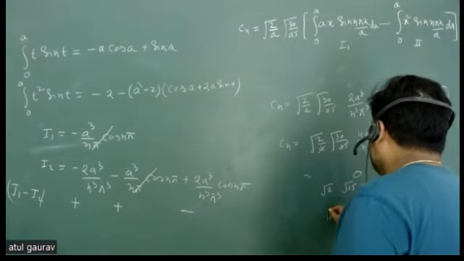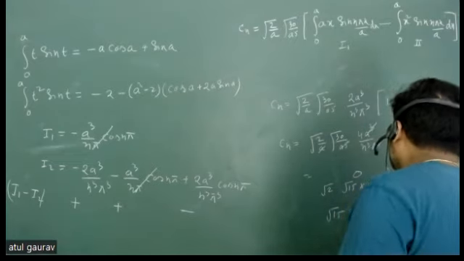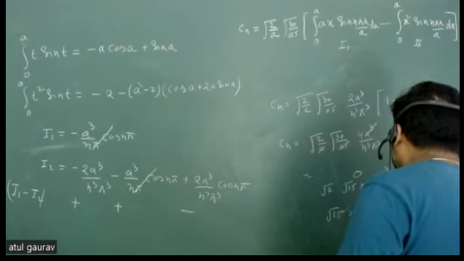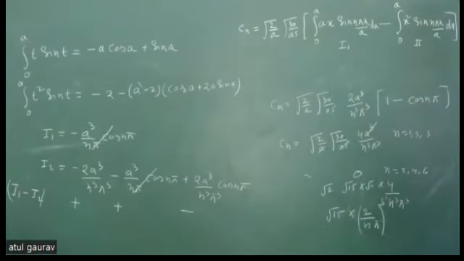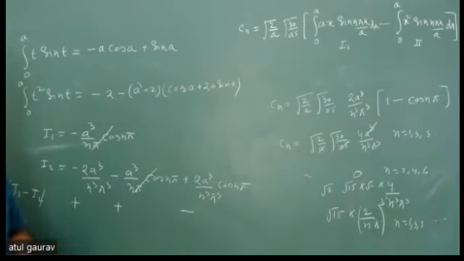So we can write root 15 into (2 upon n pi) whole cube, isn't it? Yes. Taking the 2 along with it, the cube applies to both, right? So this will be... and what is the value of n? n is equal to 1, 3, 5 and so on. So now we have done the calculation. Now the concept part will be there.